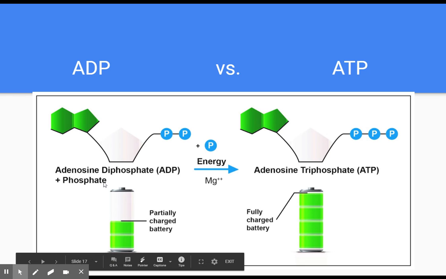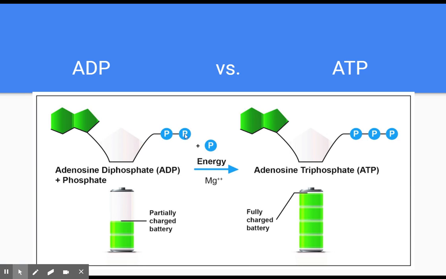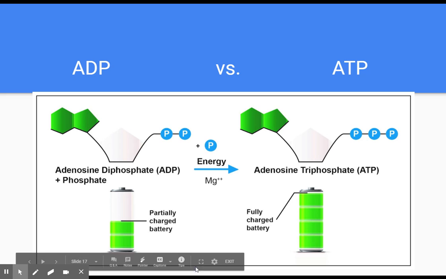ADP is adenosine diphosphate. The di refers to the idea that there are two phosphoruses on the end. Di means two. In ATP, there are 1, 2, 3 phosphoruses on the end. Adenosine triphosphate, tri means 3. ADP is a very low energy molecule, whereas ATP is a very high energy molecule.